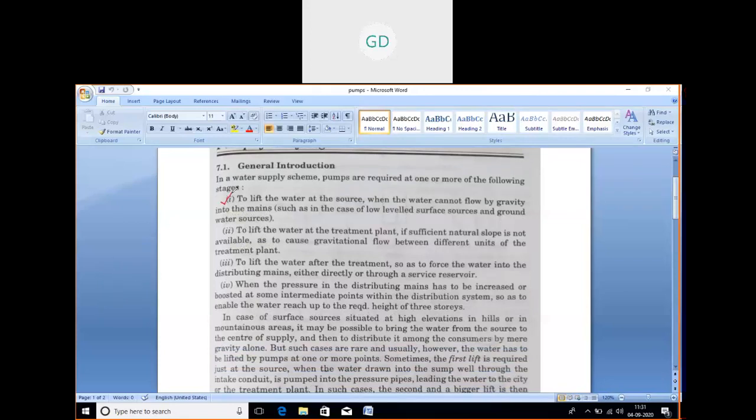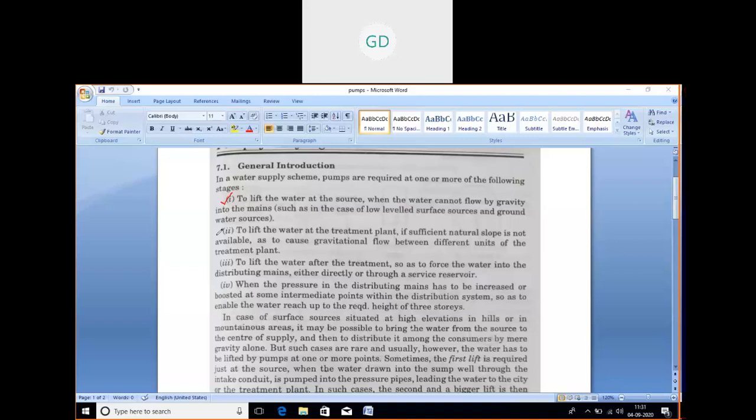Okay. So the first point here, it's written as: to lift the water at the source when the water cannot flow by gravity into the mains. Just now I told. Okay, so in case of a low level surface, every time it is not like that the water will be taken from a higher elevation. Okay, so sometimes the water source is at a low level area, or it is taken from an underground source. So in that case, to lift the water from the source to the distribution mains, we have to use a pump, because the water cannot flow due to gravity.